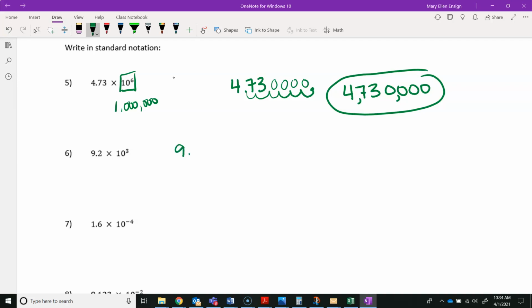Okay, same idea here. I have 9.2. I have a positive exponent, so I'm going to go this way because that will give me a bigger number. I have 2 spots to fill in with zeros. I have 9,200.